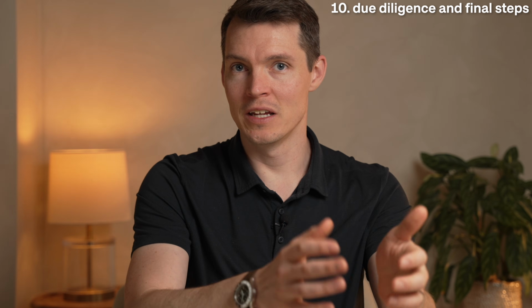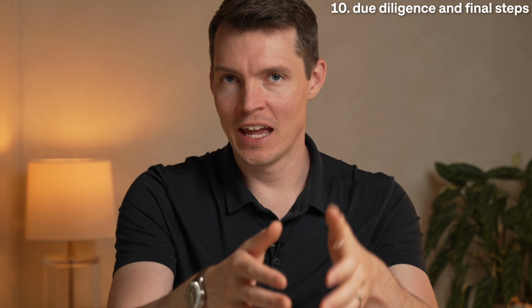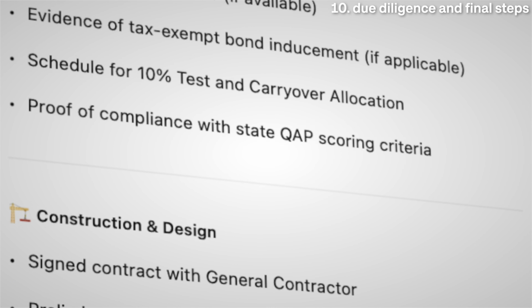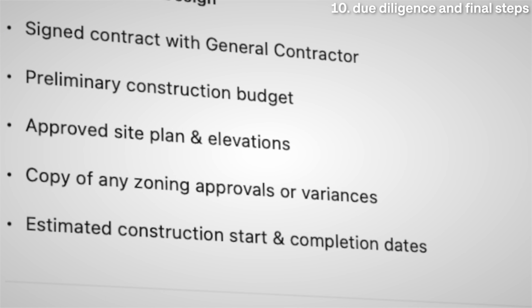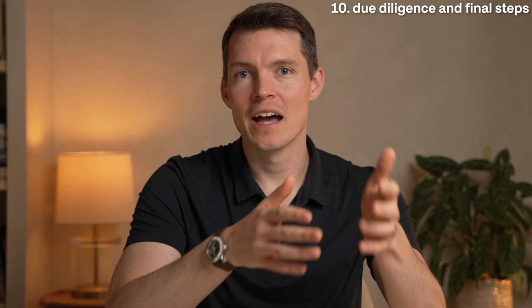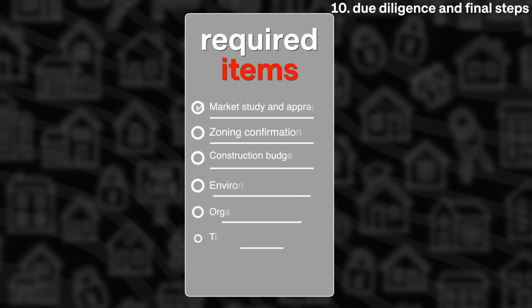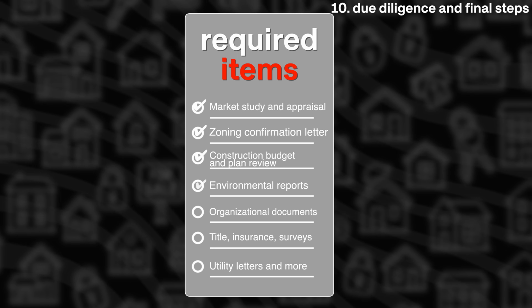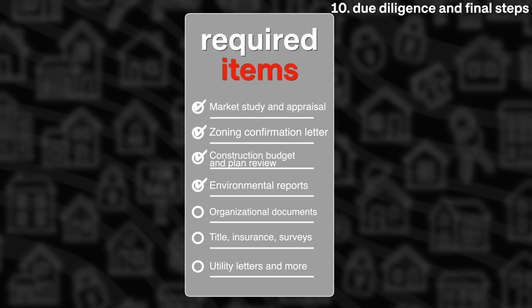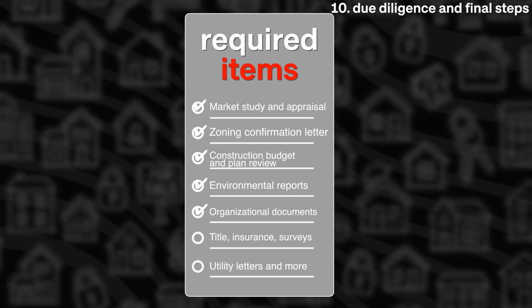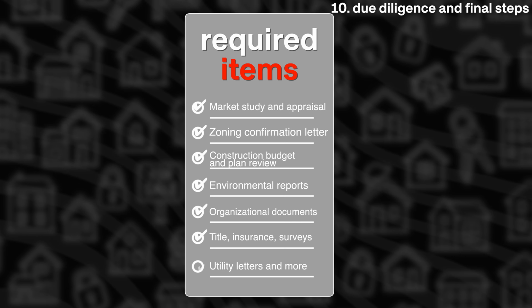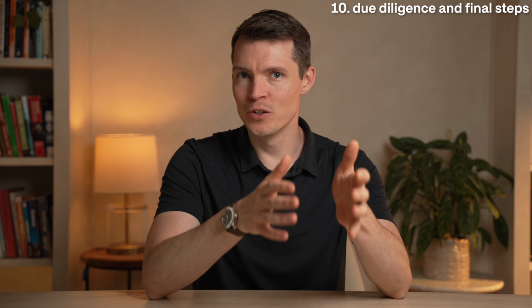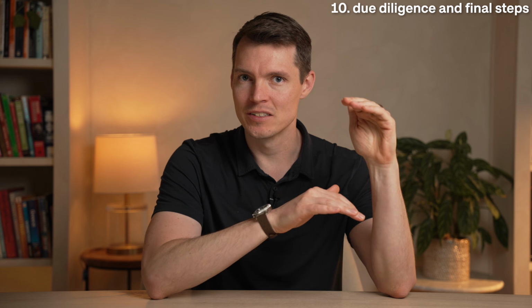While the LPA is being negotiated, both your equity investor and your lender will begin their due diligence process. This usually involves a checklist of anywhere from 5 to 7 pages, covering dozens of required items. You'll be asked to provide things like market study and appraisal, zoning confirmation letter, construction budget and plan review, environmental reports like Phase 1 and sometimes a Phase 2, organizational documents for your development entity, title, insurance, surveys, utility letters, and more. This process can feel overwhelming at first, but the good news is you are given a very clear list of what is expected.